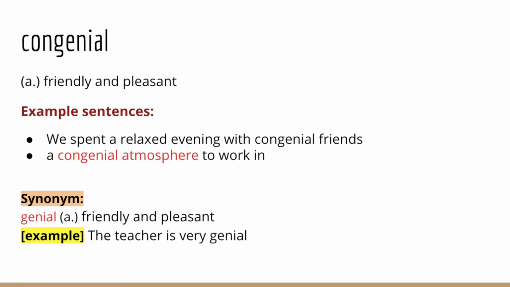In English, the prefix con, C-O-N, means all and together. So even if you do put this con in the front, the meaning is the same. So genial is friendly and pleasant, and congenial is all together friendly and pleasant. So the meanings are the same. The example for genial is the teacher is very genial, which means the teacher is very friendly and very pleasant to be with.